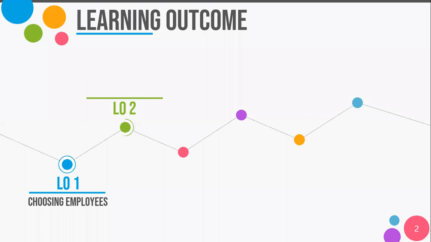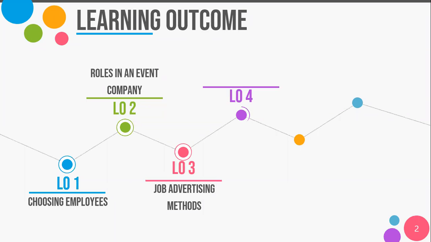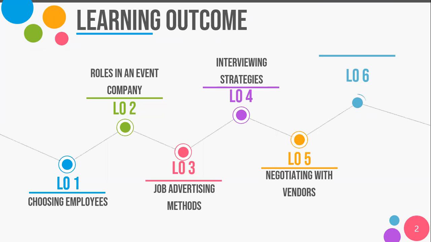We will have 6 learning outcomes today. So learning outcome 1 is choosing the employees. Number 2 is role of the employees in the event company. Number 3 is job advertising method. Number 4 is interviewing method. Number 5 is negotiation with the vendors. And number 6 is list of professional consultants.